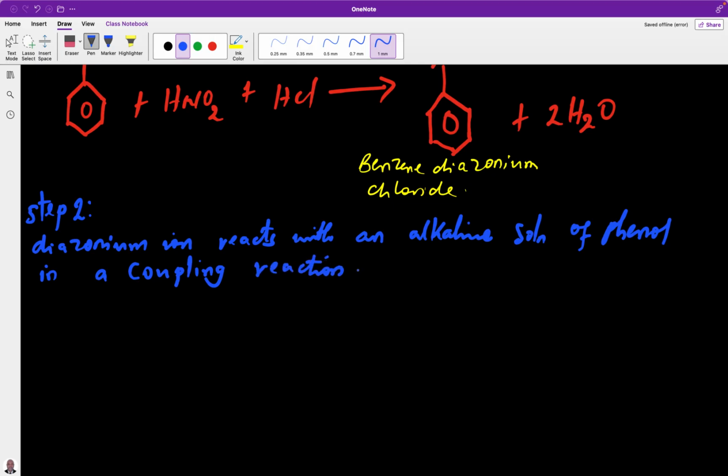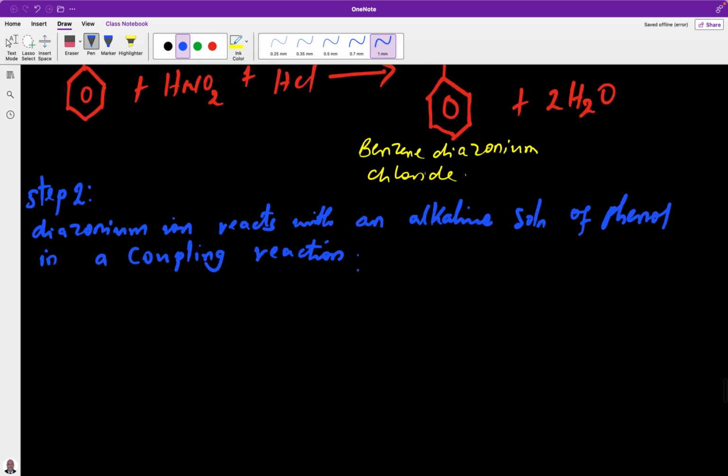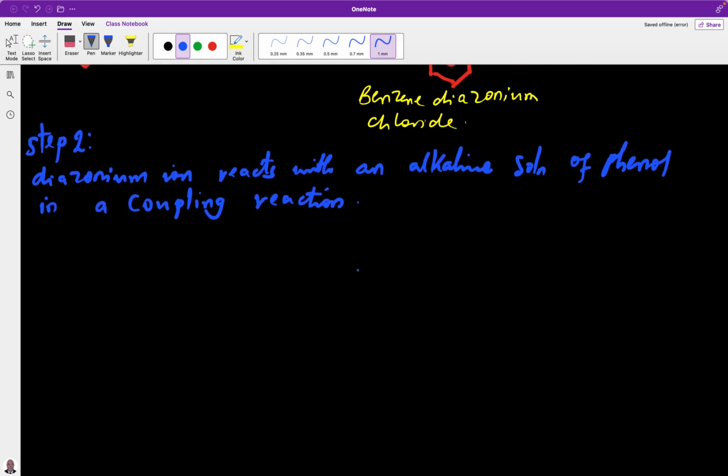Reaction of the diazonium ion and an alkaline solution of phenol. So this is the reaction. From this reaction, you are going to see how the dye is going to be formed. We are going to have this.